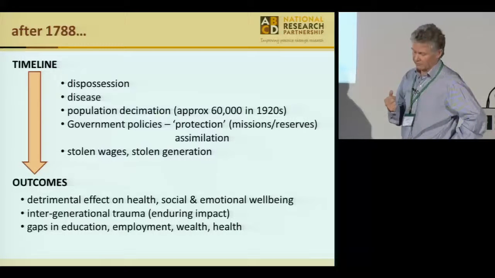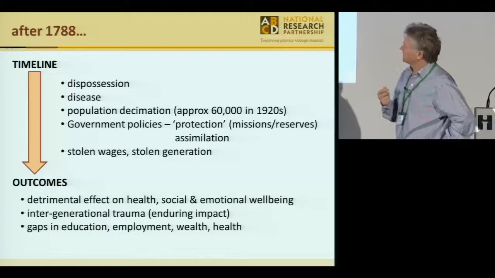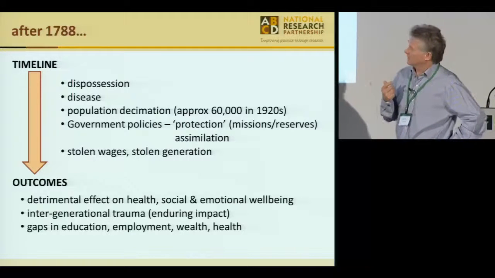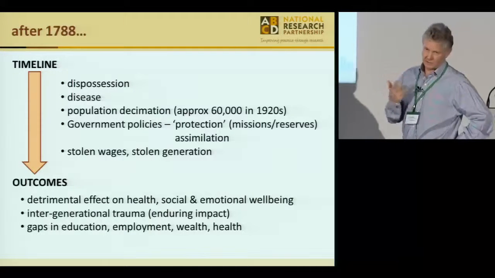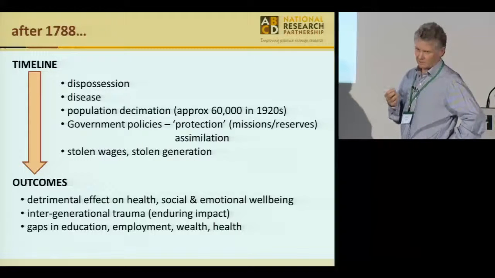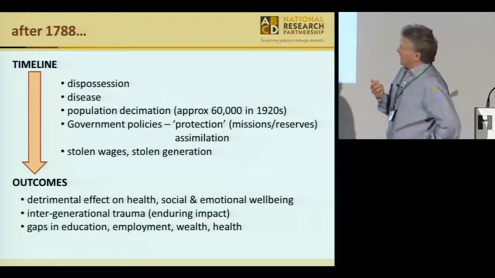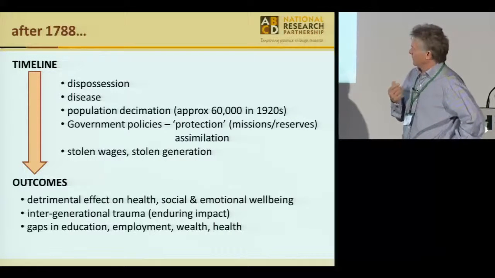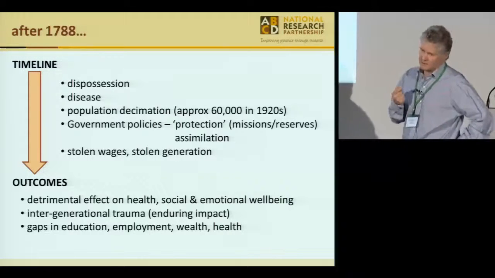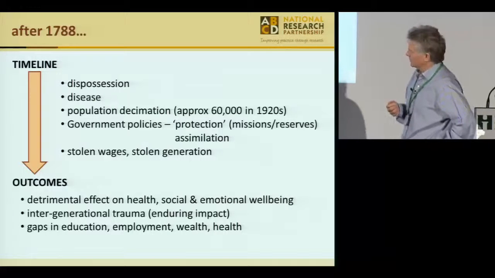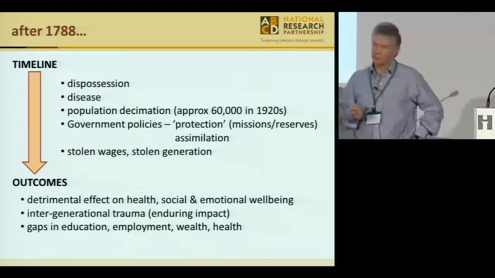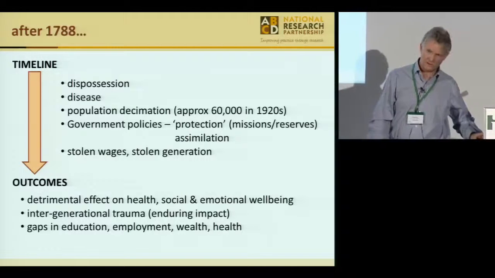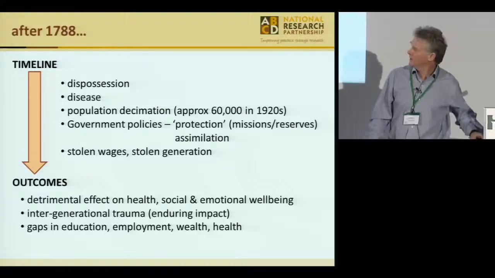This was the removal of children from their families and so on, and it has had a very severe impact on the things that we now recognise as very critical social determinants of health and on social and emotional well-being. That has consequences for intergenerational trauma, but also gaps in education, employment, wealth and health, and these are obviously important ongoing factors in influencing the health of Indigenous people in Australia today.